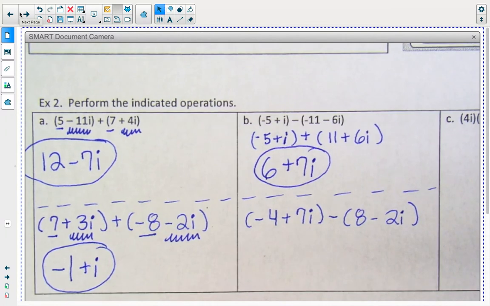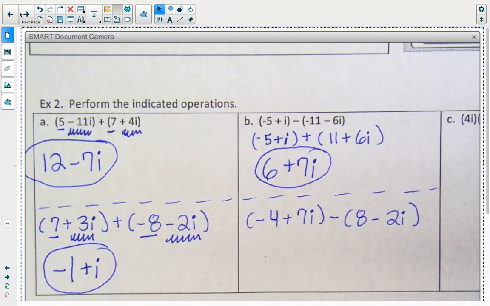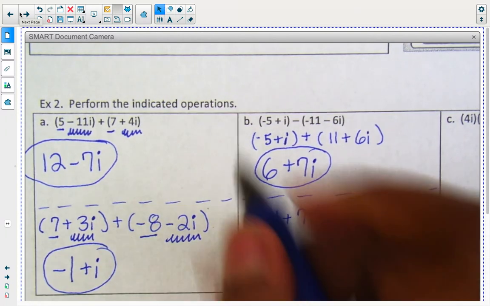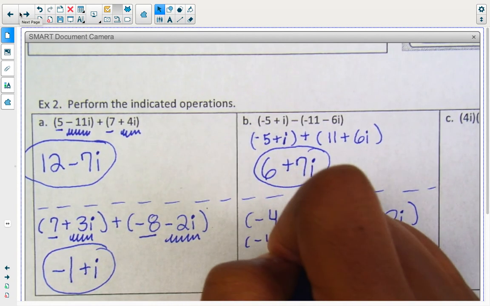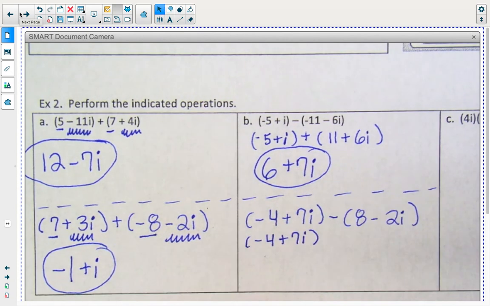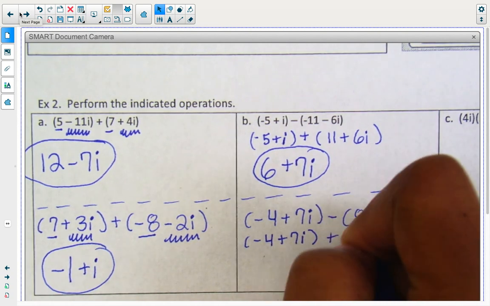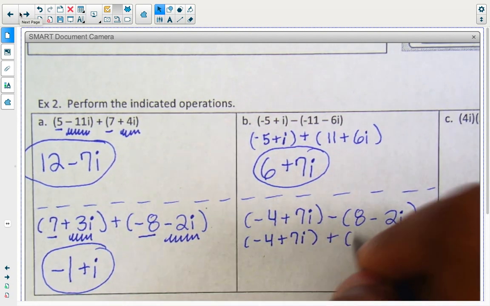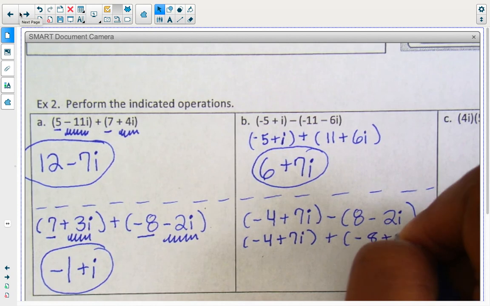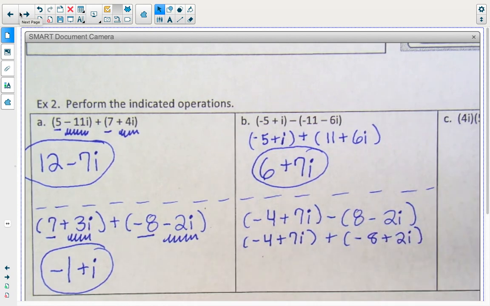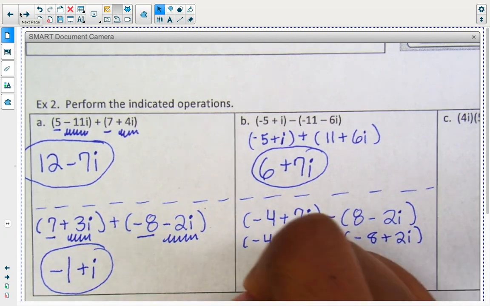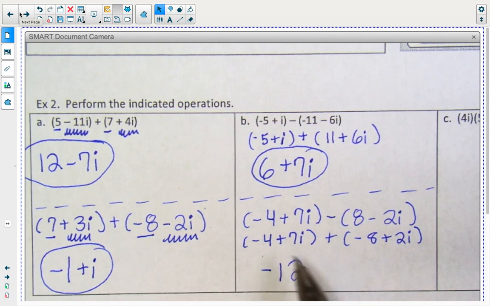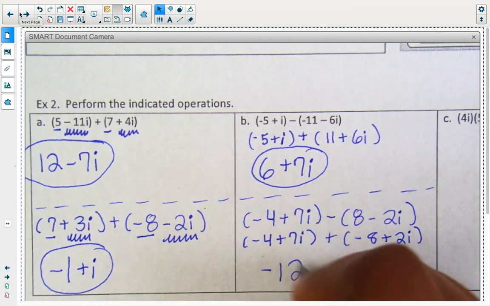Okay, one more subtraction problem. We're going to keep, change, change. So I'm going to keep the first one, negative 4 plus 7i. Change to a plus, and change the sign of everything afterwards. So negative 8 plus 2i. Now I'm going to add my like terms together. I'm going to do the real parts of the problem. So that's going to be negative 4 plus negative 8. That's negative 12. And 7i plus 2i is 9i.